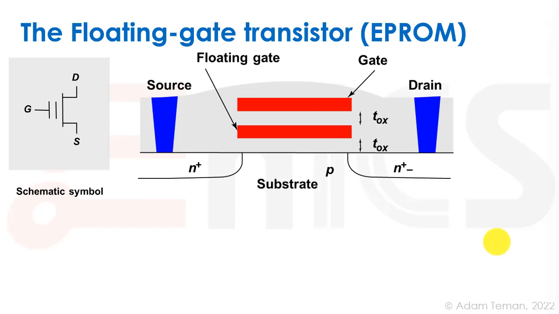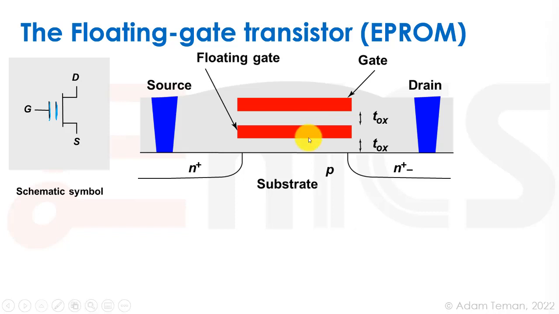So we can see here, on the left-hand side, the schematic symbol of an NMOS, but it has an additional line there in the middle. And that's because this is a floating gate. What we have over here is just a standard transistor, as you can see, with a source and a drain and two N+ regions. But instead of just having an oxide and a gate, we have an additional floating gate inside, another piece of polysilicon that is shoved in between two pieces of oxide. So that is our floating gate.